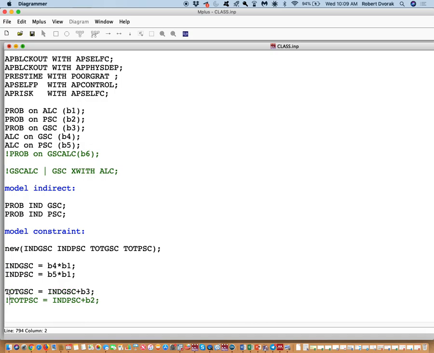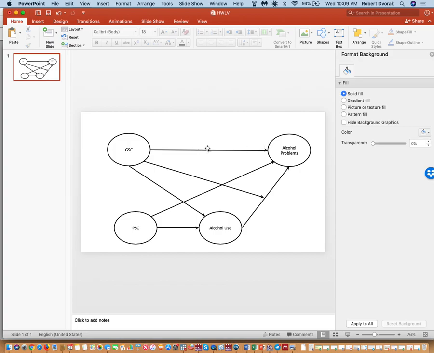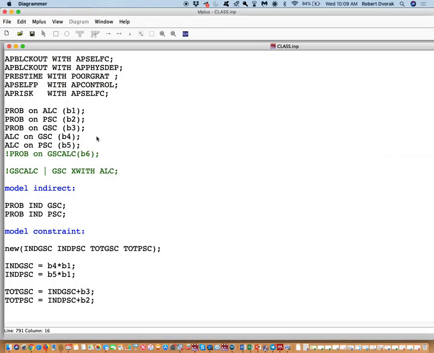We have 2 other ones. This is the total effect from good self-control to problems and the total effect from poor self-control to problems. And that is just this indirect effect plus the main effect, right? So our main effect, B3, is right here. We're going to add this. We're going to calculate this indirect effect, and then we're going to add that to it. That's our total effect, right? We're going to calculate this indirect effect, and we're going to add this path, which is B2, and that's our total effect. Are we all tracking there?